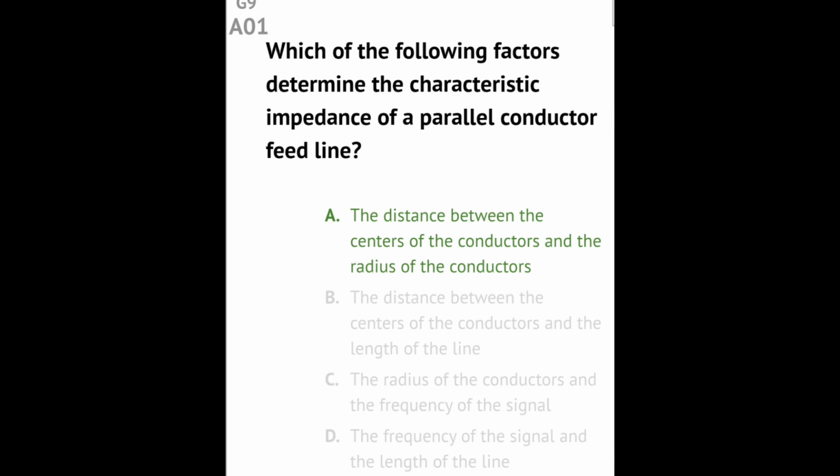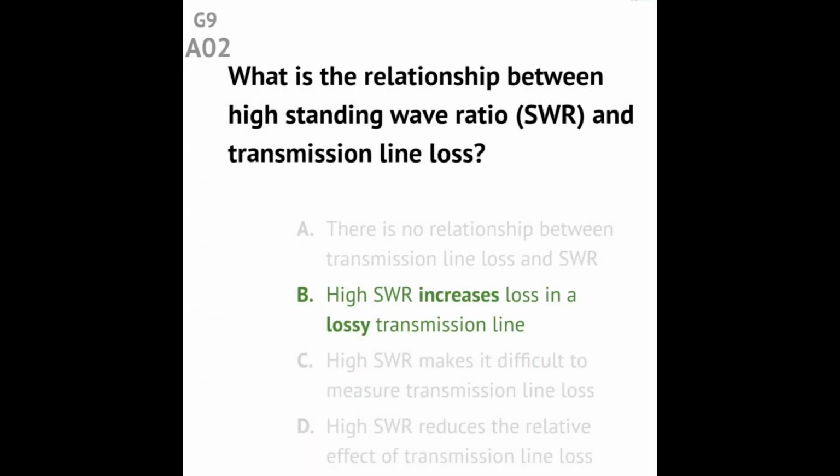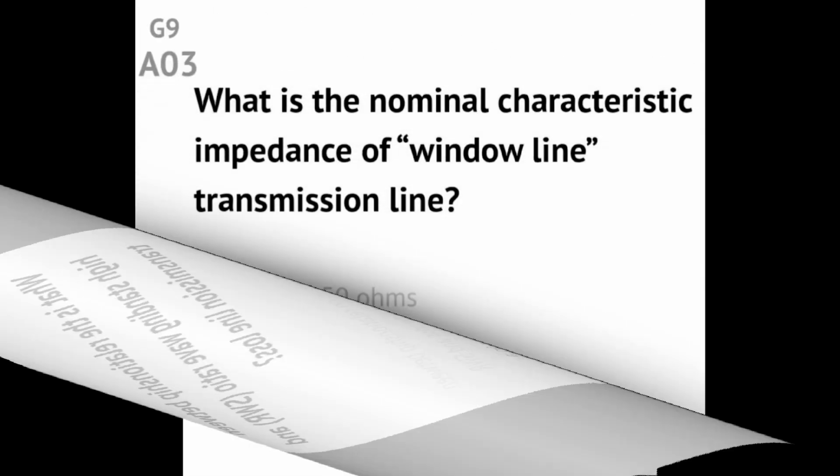Question G9A01. Which of the following factors determine the characteristic impedance of a parallel conductor feed line? Answer: the distance between the centers of the conductors and the radius of the conductors. Question G9A02. What is the relationship between high standing wave ratio, SWR, and transmission line loss?